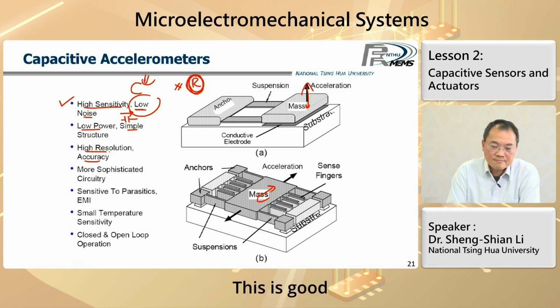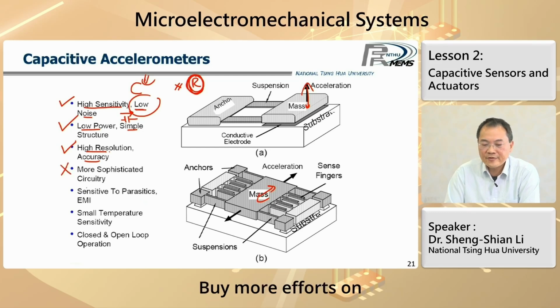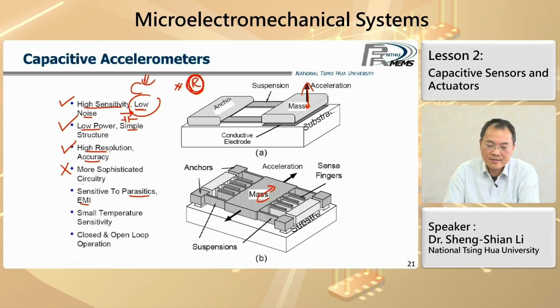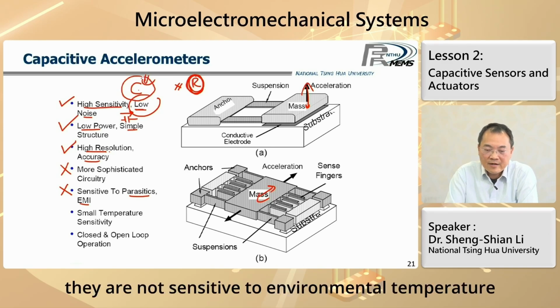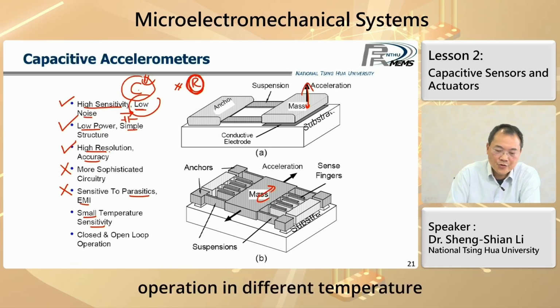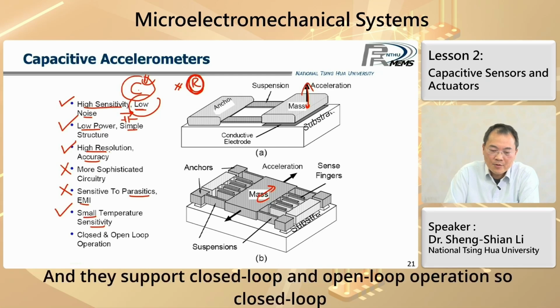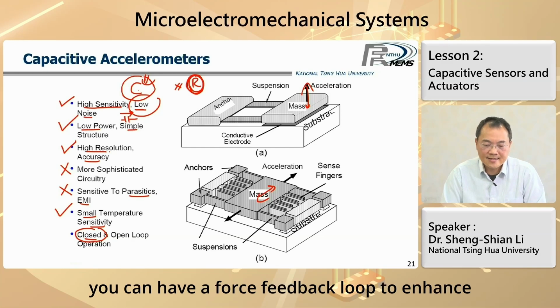So this is good, this is good, this is also good, but you need the circuit designer, right? More effort on complicated, real circuits. They are also sensitive to parasitics or electromechanical interference. So bad and bad, right? But a capacitor, not like a resistor, is not sensitive to environmental temperature. So they have a smaller temperature sensitivity, which means it can accommodate operation at different temperatures. Okay, this is good. And they support closed loop and open loop operation. In closed loop, you can have a force feedback loop to enhance the dynamic range.